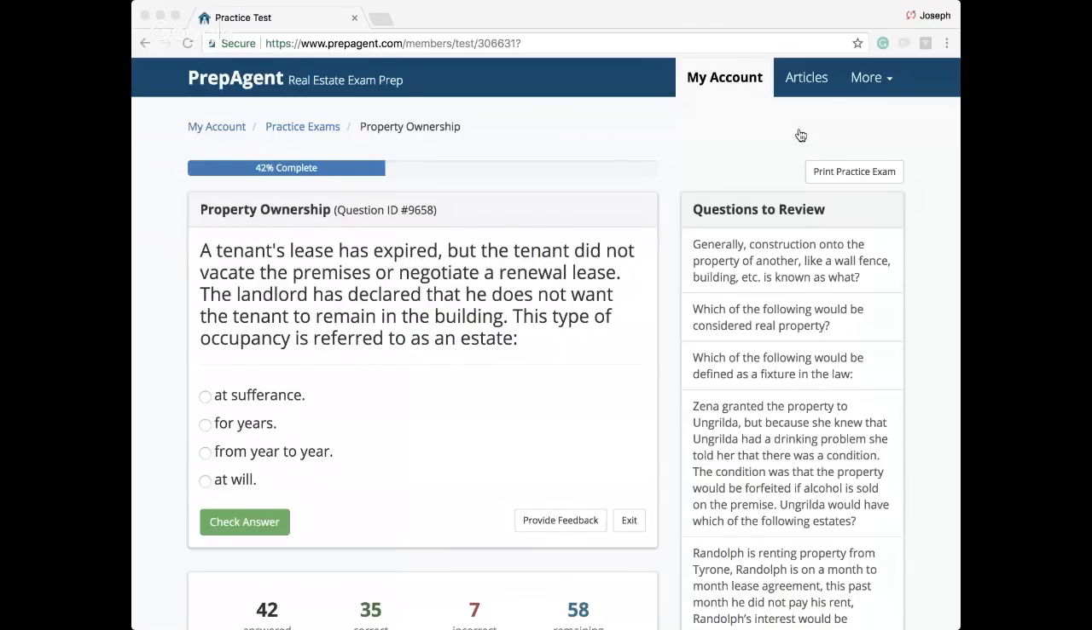A tenant's lease has expired, but the tenant did not vacate the premise or negotiate a renewal lease. The landlord has declared that he does not want the tenant to remain in the building. This type of occupancy is referred to as an estate. The options are at sufferance, for years, from year to year, or at will.